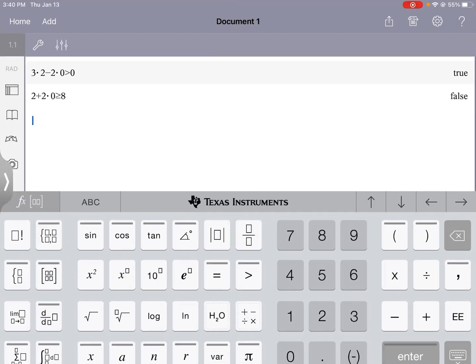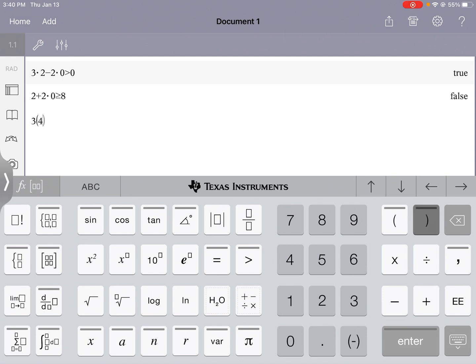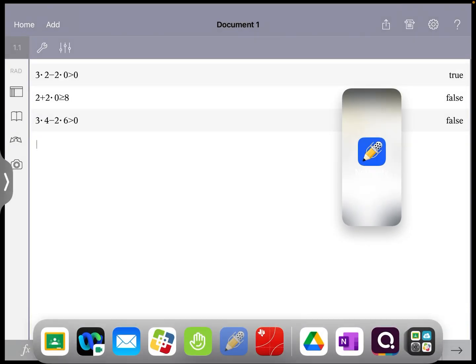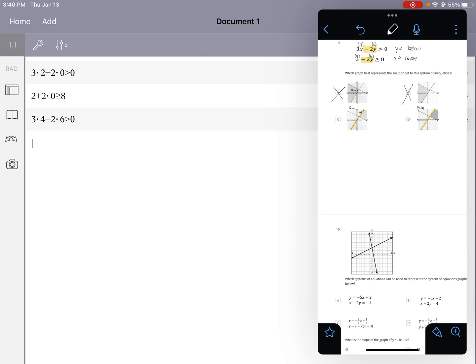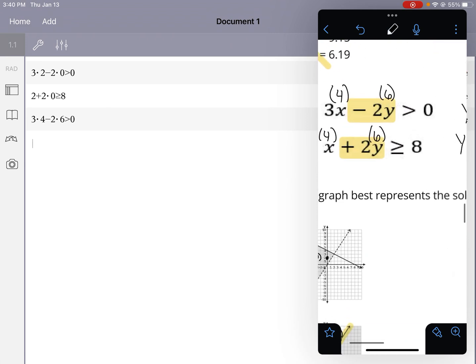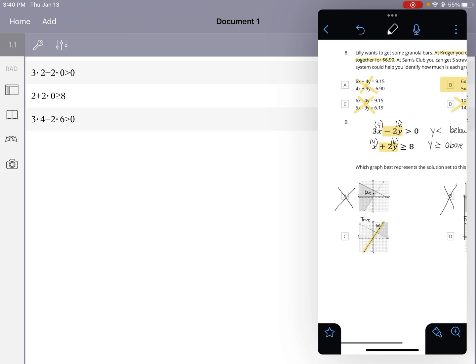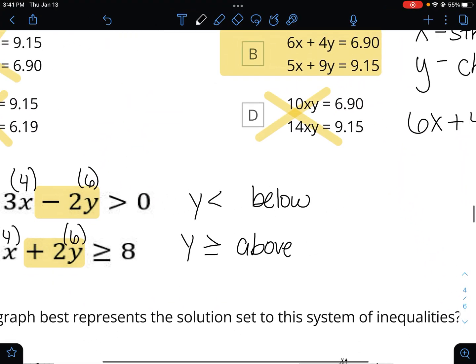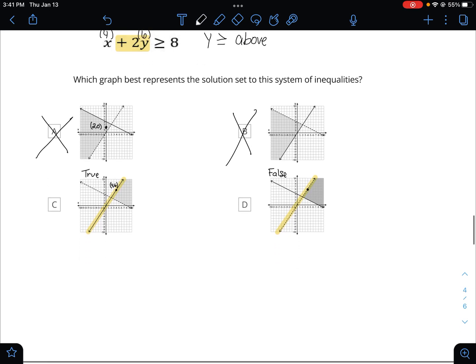So I'm going to go back to my calculator. Okay, I have 3 times 4 minus 2 times 6 is greater than 0. I get false automatically. Okay, but I have a feeling I might have typed it in wrong, so let's double check. Okay. Here we go. So 3 times 4 minus 2 times 6 is less than 0. So that means that that would be my right answer. Okay, so false. So based on this method, I'm thinking that we should have gotten the answer as D.